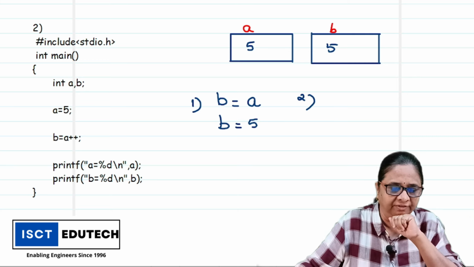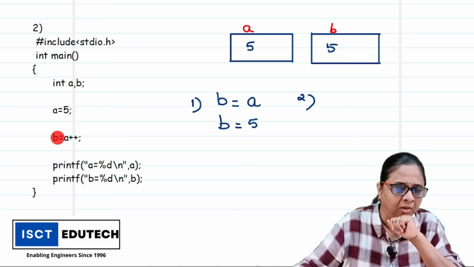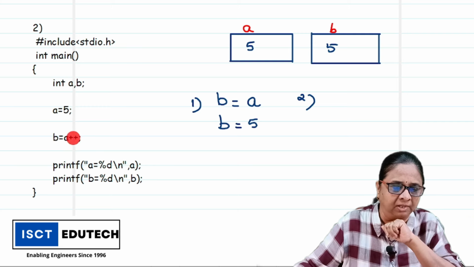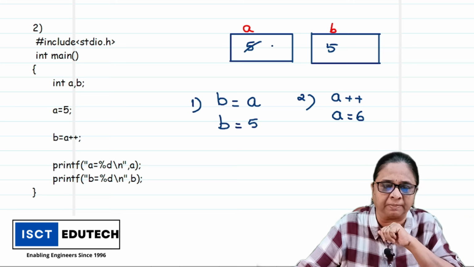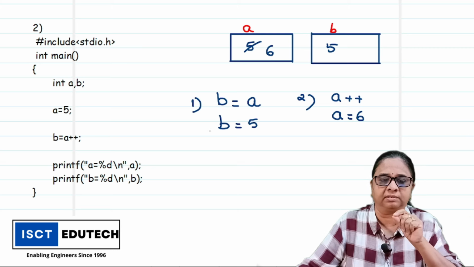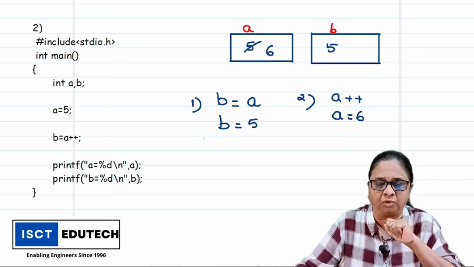What is the second step? We finished with what now? Assign here. What is left out is this plus plus, that is A plus plus. So what is the second step now? It is A plus plus. It is plus plus is applied on A. So A becomes 6. A changes to 6 in the memory and the output for this is A is equal to 6 and B is equal to 5.